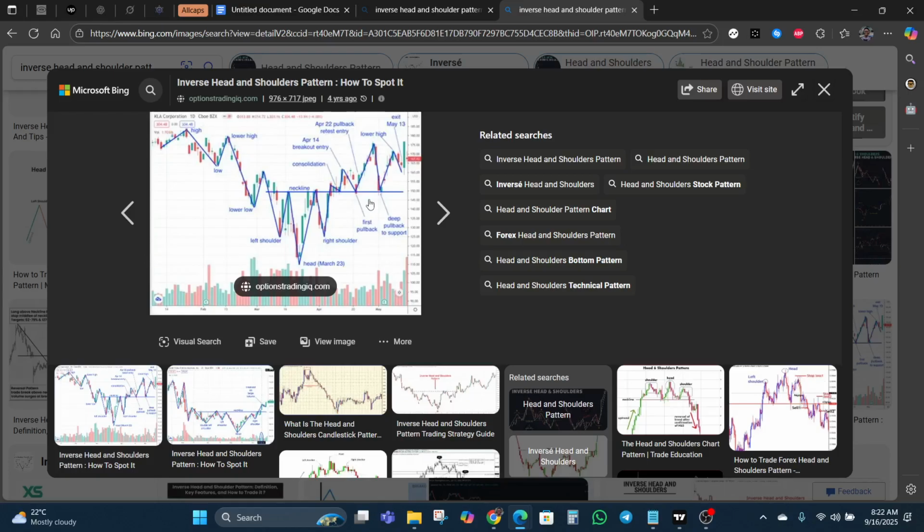Combining this pattern with other tools such as volume analysis or support and resistance zones can help strengthen the trade setup. Understanding and applying the inverse head and shoulders pattern can give you more confidence when analyzing market reversals. It's not about predicting the future perfectly, but about recognizing signals that suggest a change in market behavior.